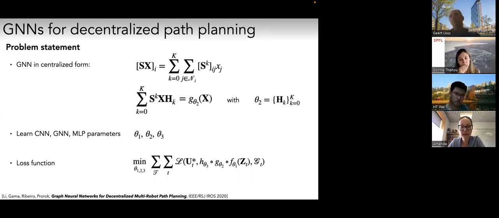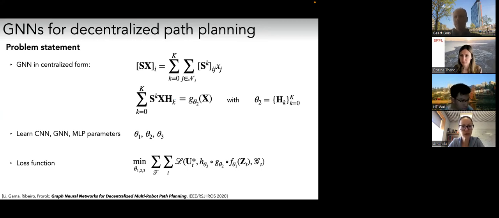If we assume that S is my adjacency matrix and X is a matrix that gathers the observations from all the agents, then the first equation is telling me how an agent i aggregates the information that is being sent to it over a number, capital K, of communication hops. And the second equation then parameterizes this message aggregation by right multiplying the observations with the matrix H, which is our learnable set of parameters. If we have multiple communication hops, we have a bank of these filters, and we call this set of learnable parameters theta sub 2. Okay, and that is how we set up our problem.